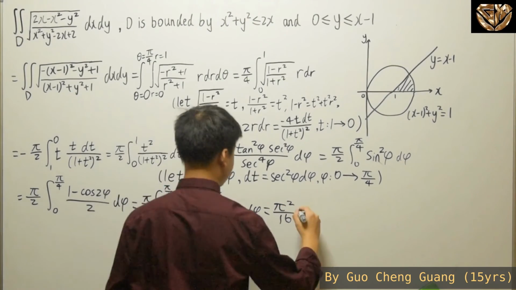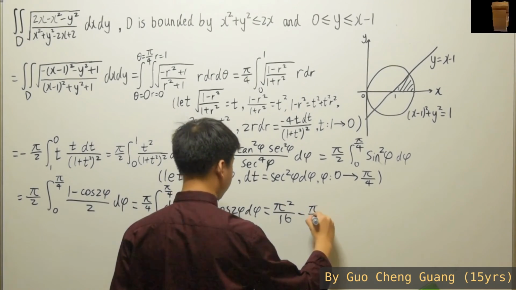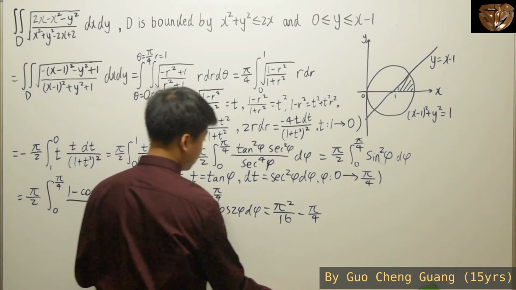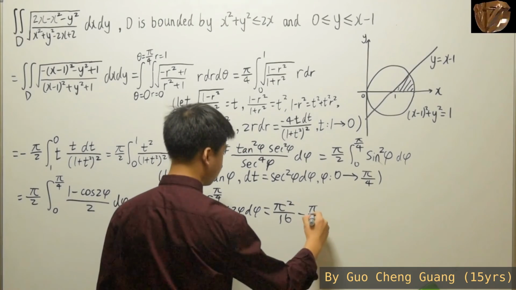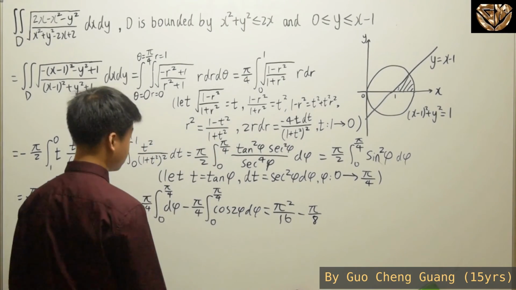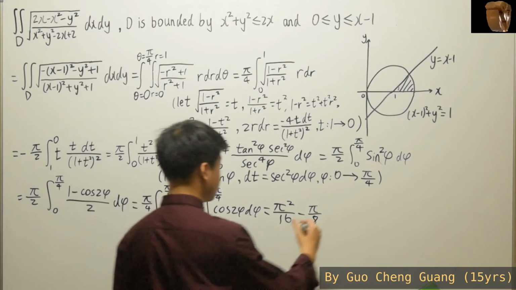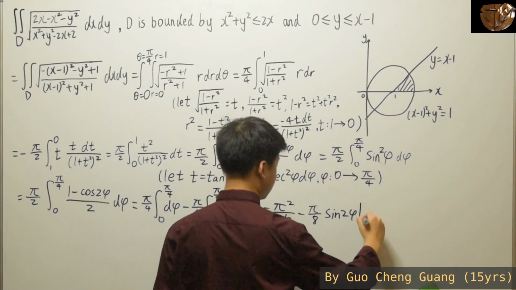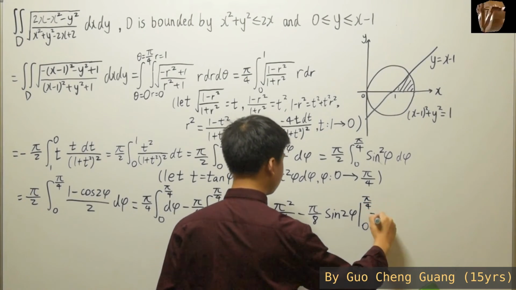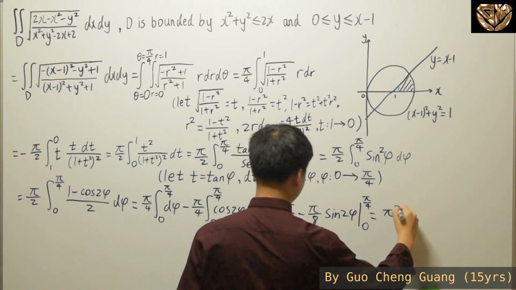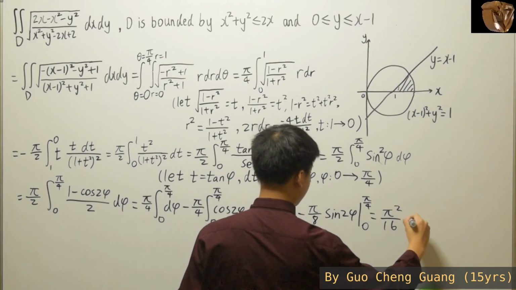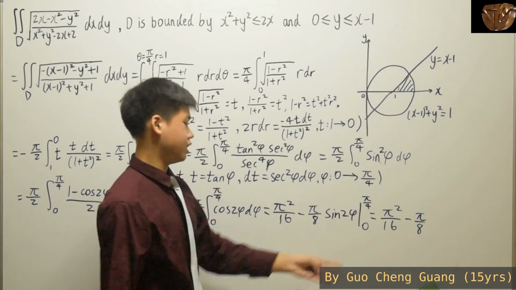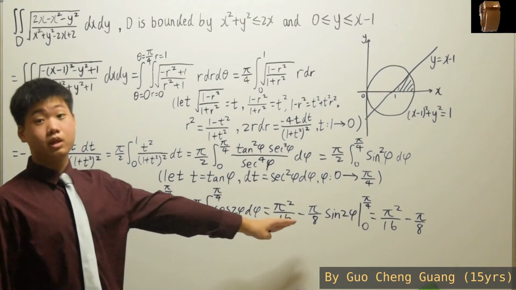Well, for the second one, it's just going to be minus pi over 4. So cosine, but you have a 2 phi, so that means you need to halve it and get pi over 8. Cosine integration is sine. So sine 2 phi, then substitute in 0 and pi over 4. So your answer will be pi square over 16 minus pi over 8. But of course sine 0 is 0. So this will be the answer that you're seeing.